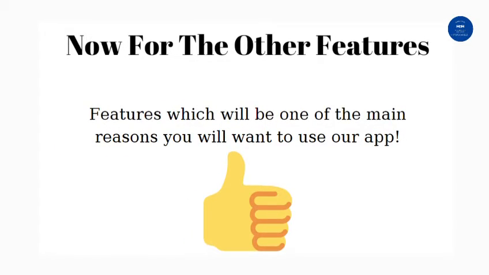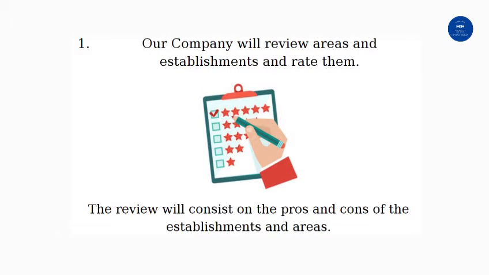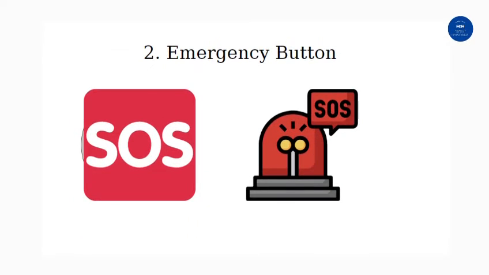These features will be one of the main reasons you want to use our app. Our app will contain a section that covers our rating of some establishments and areas in general. This is to make sure our users can understand what that establishment offers or what they can expect from that area. The next feature is an emergency button. When a recipient presses this emergency button and selects a level of emergency, ranging between urgent to not urgent, a notification will be sent to the helpers in proximity.